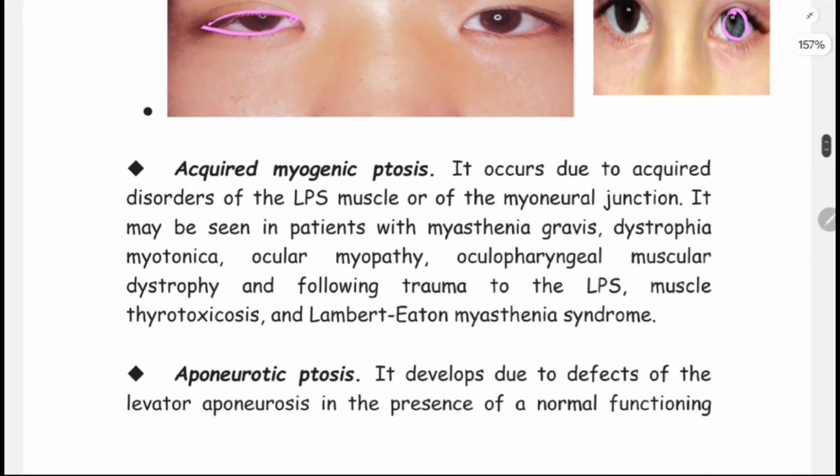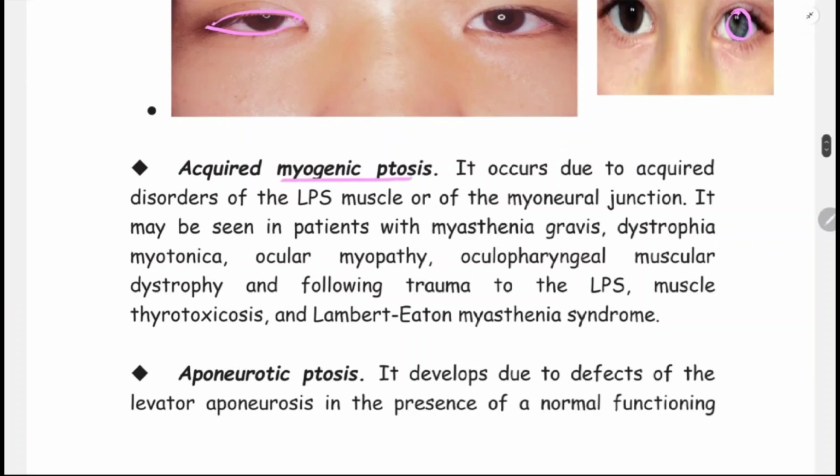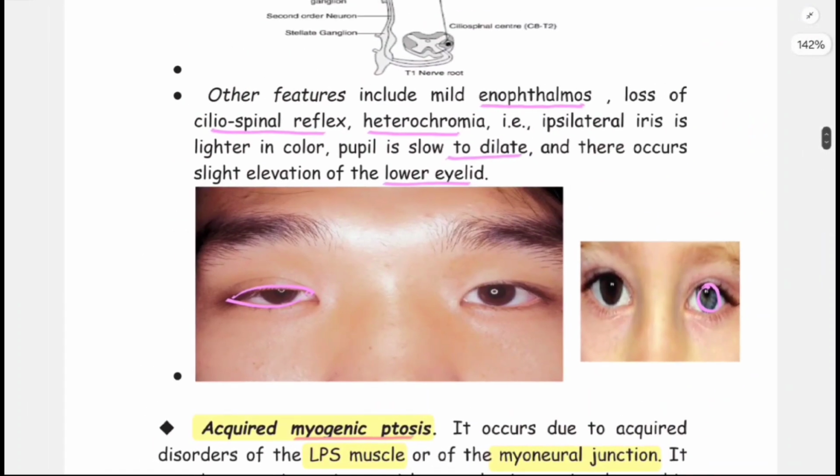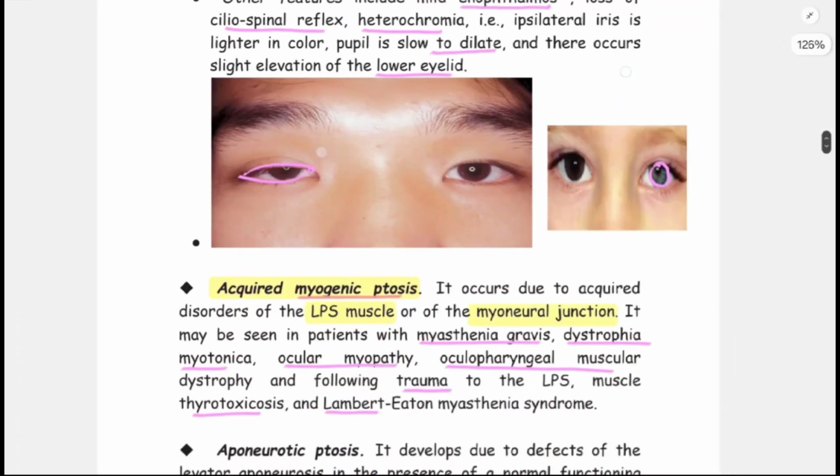Now coming to acquired myogenic ptosis. It can be due to different causes affecting the LPS muscle or the myoneural junction, like those seen in patients with myasthenia gravis, dystrophia myotonica, ocular myopathy, oculopharyngeal muscular dystrophy, trauma to the LPS muscle, thyrotoxicosis, Lambert-Eaton myasthenic syndrome, etc. Now, a separate video has been done on Horner syndrome. If you want, you can see it.